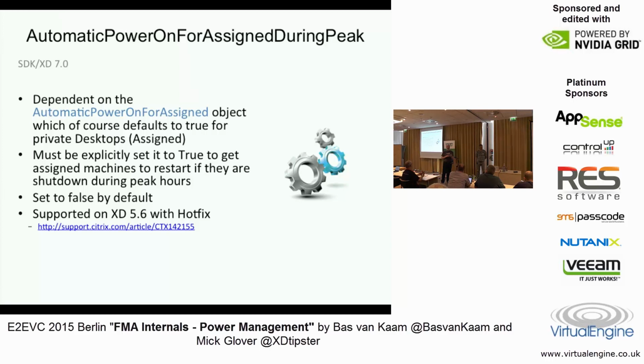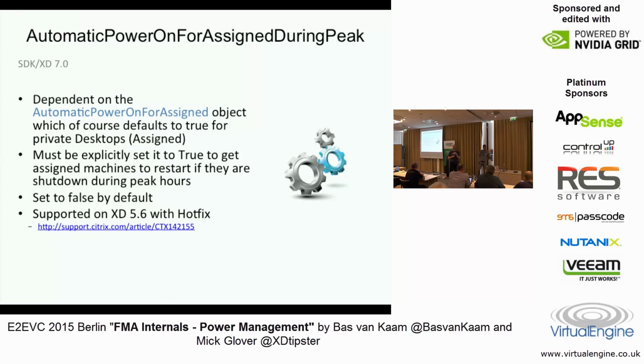Again, this is behavior where sometimes people are not sure what's going on. They assign themselves to a machine and they don't know why the machine doesn't power on, because it's only during peak hours. The problem with that setting is that if somebody accidentally shuts down their machine during peak hours, the machine is not brought back online, even though it's peak hours. So this value was introduced. Unfortunately, it defaults to false.